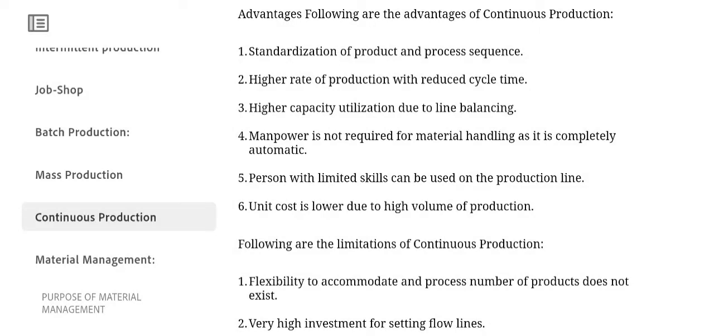Unit cost is low due to higher volume. This is also the same with the mass production. Now just remember one thing, that in the mass production there is human interference, but in this there is zero human interference in the production processes. Just remember that. Here the person is only watching the machines.